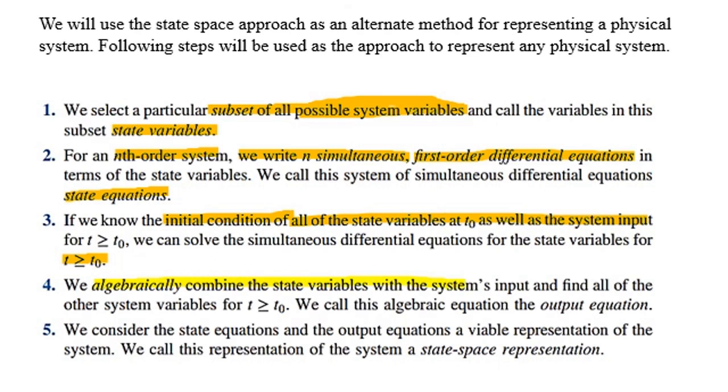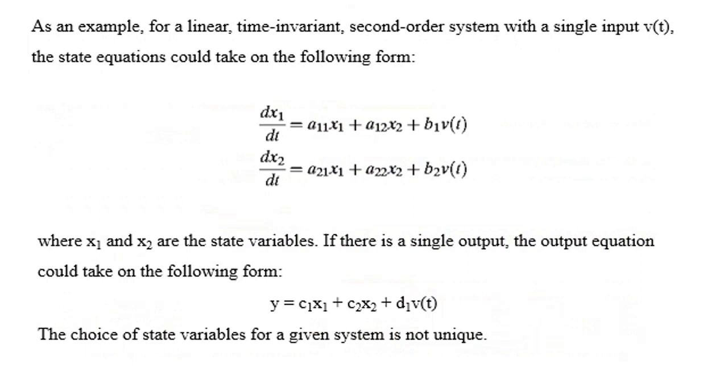After solving these state equations, we can obtain the output of the system as a combination of input and state variables. And these equations are known as output equations. The set of combination of state equations and output equations forms a state space representation for any physical system.